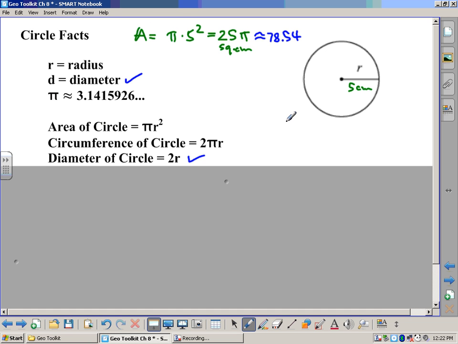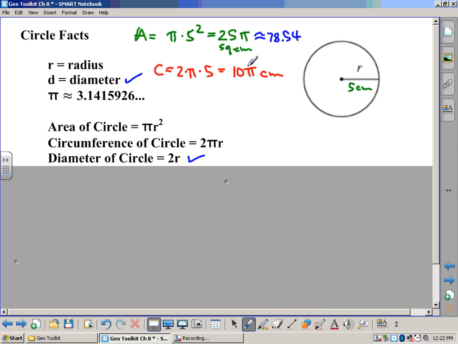And let's go ahead now and take a look at circumference. Circumference, the formula is 2 times pi times the radius. So it would be 2 times pi times 5. And so 5 times 2 is 10, so it would be 10 pi. And that would be square centimeter. I'm not square, excuse me. That would be area. It's just centimeters because we're talking about circumference.